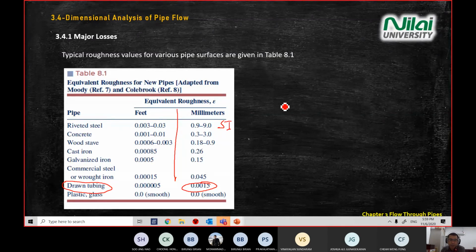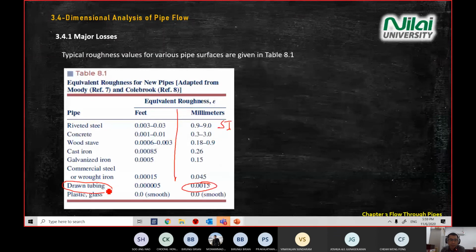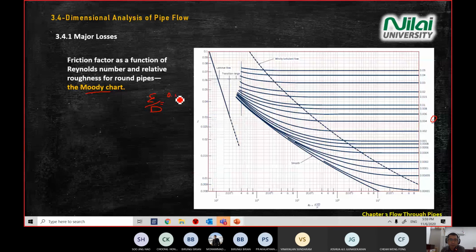So for example, you want to calculate the value for this axis, roughness over D. You refer to the table. Let's say we have a drawn tube, 0.0015. And then you are given the D for your tube, for example 0.2 meter. Then you get one value, and you read from this chart. So it's very useful to use this chart.